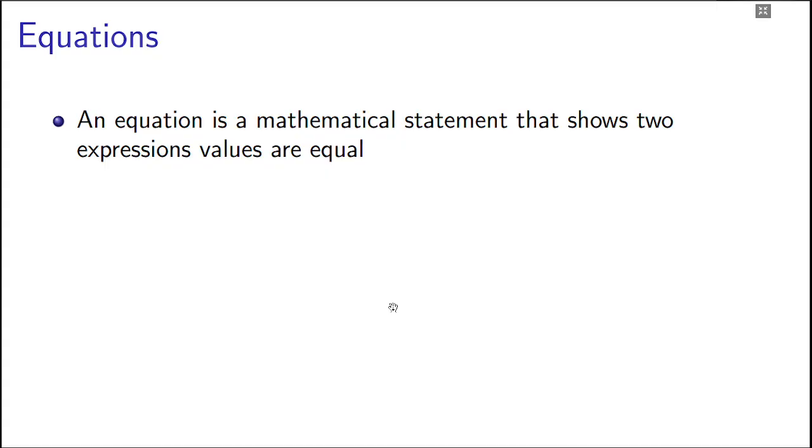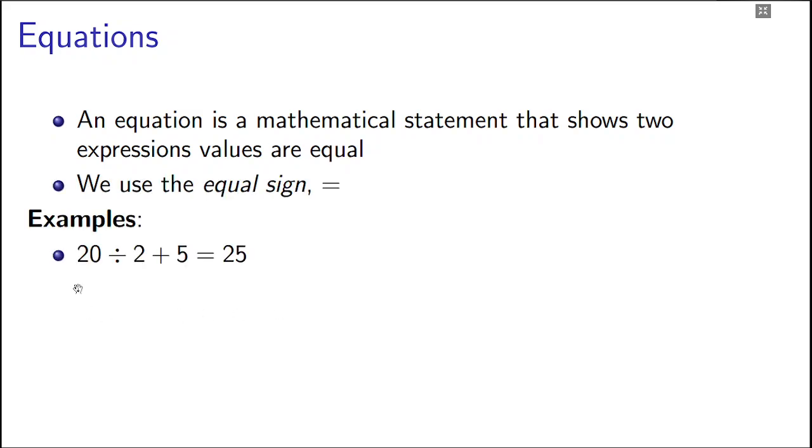Now an equation is where we bring two expressions and then we put an equal sign in the middle. Notice that we have an expression on the left and then a term on the right. The important thing about equations is that the left hand side can be evaluated and the right hand side can also be evaluated. Therefore, the left must actually be equal to the right. So that's how the equations are.